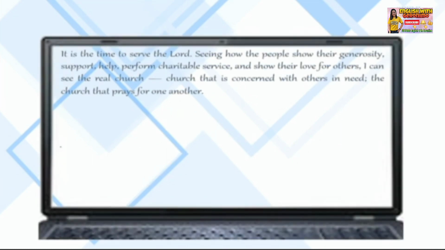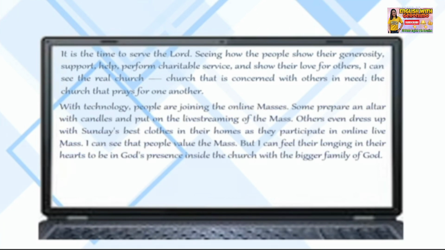It is the time to serve the Lord, seeing how people show their generosity, support, help, perform charitable service, and show their love for others. I can see the real church that is concerned with others in need, the church that prays for one another. With technology, people are joining the online masses. Some prepare an altar with candles and put on the live streaming of the Mass. Others even dress up with Sunday's best clothes in their home as they participate in online live Mass.